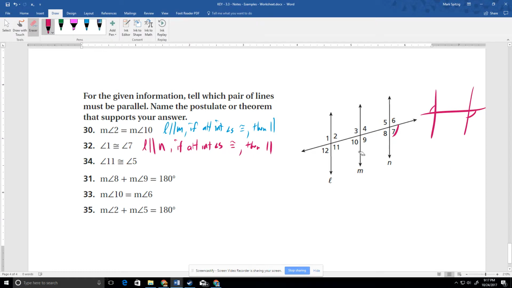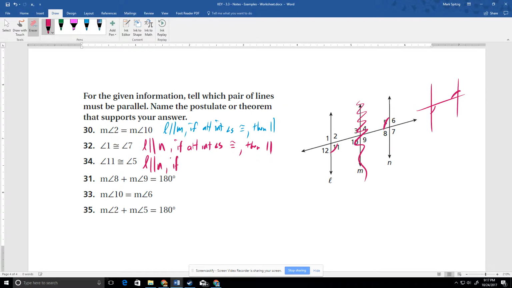All right, so let's get rid of all this. And now we can say, well, 11 and 5. Let's look at 11 and 5. 11 is right here, 5 is over here. So again, we're not really concerned with this whole middle line here. So we have this, we have this. We have 11 here and 5 here. All those are alternate interior angles. And that would make L parallel to N as well.